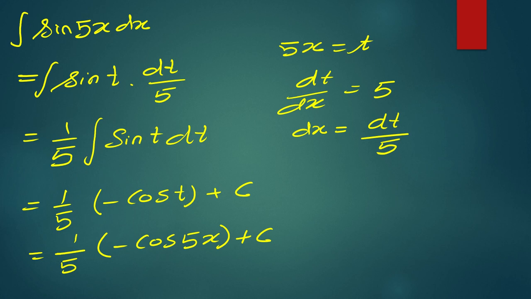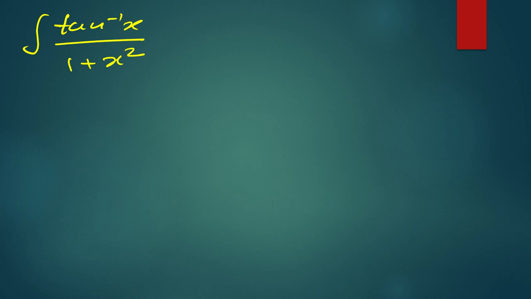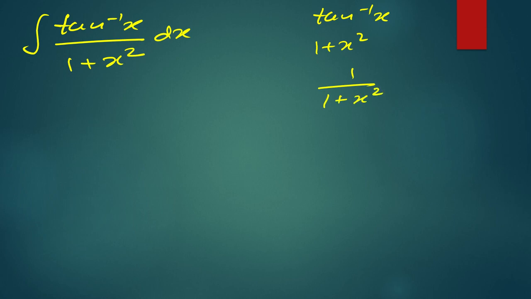Now another problem can arise in this lesson. Like we have taken 5x is equal to t, suppose a question comes: tan inverse x upon 1 plus x square. Then what will you do here? In this question what different functions can we make? We can have tan inverse x, we can have 1 plus x square, we can have 1 over 1 plus x square. So we have three functions. What function will we take as t or y?